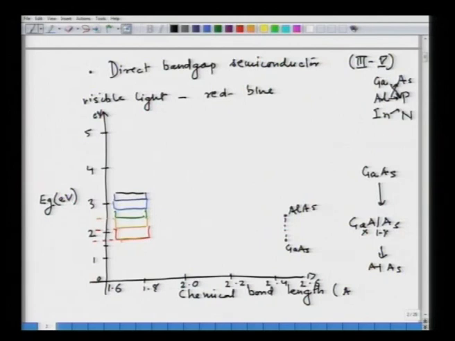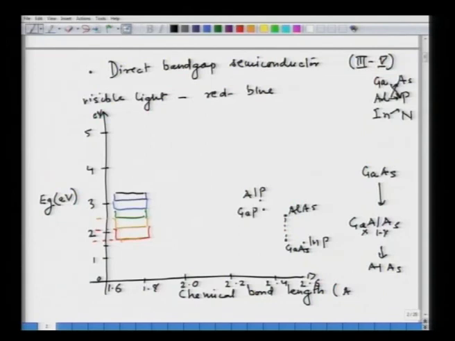Let us look at the phosphide systems. The phosphide systems are slightly higher. Here you have aluminum phosphide, it comes somewhere close to the green range, and we have indium phosphide, and gallium phosphide.